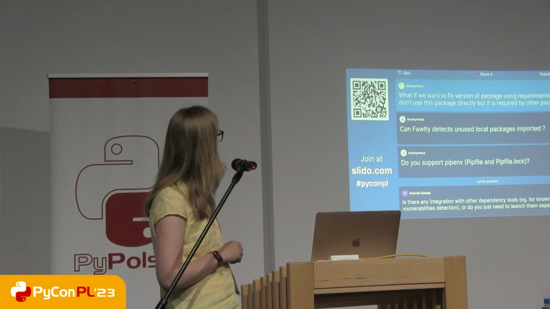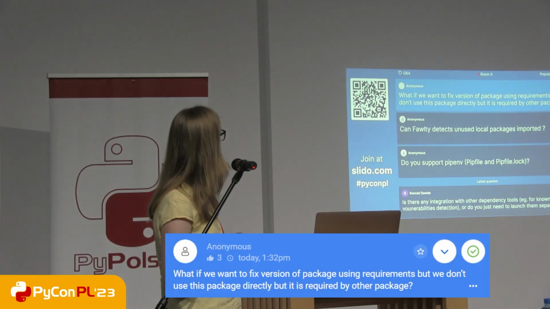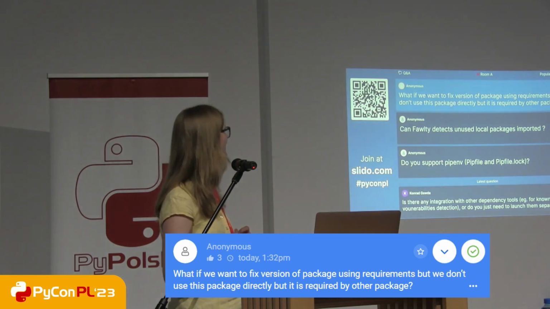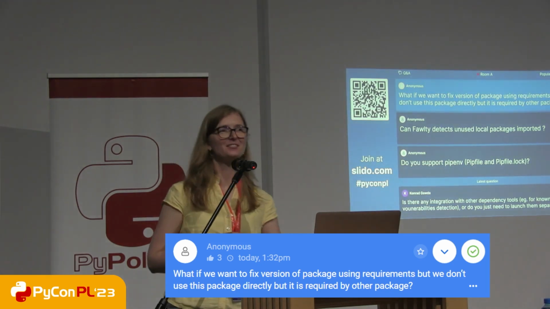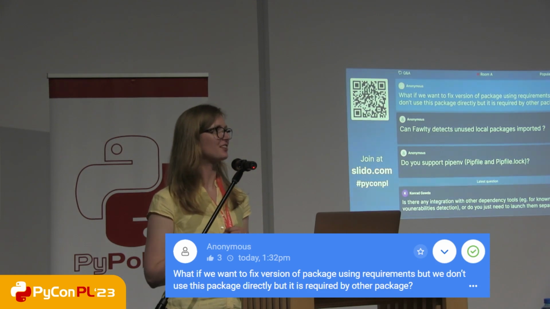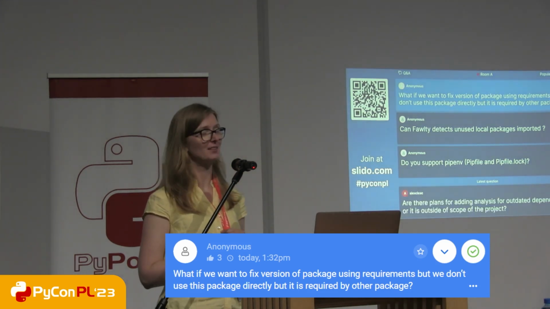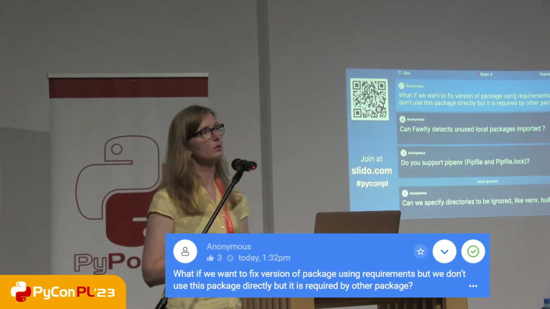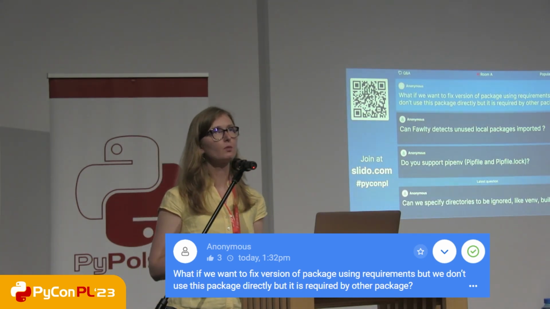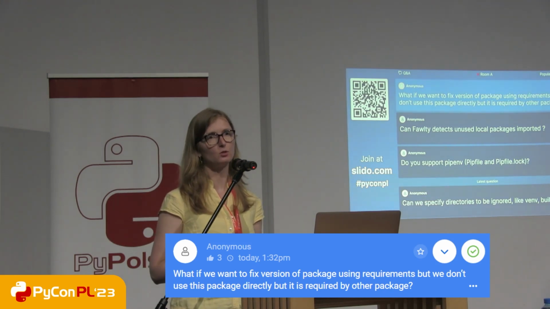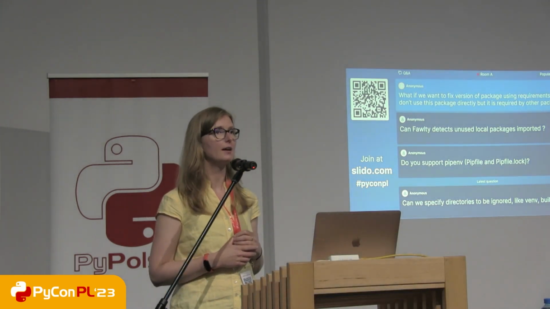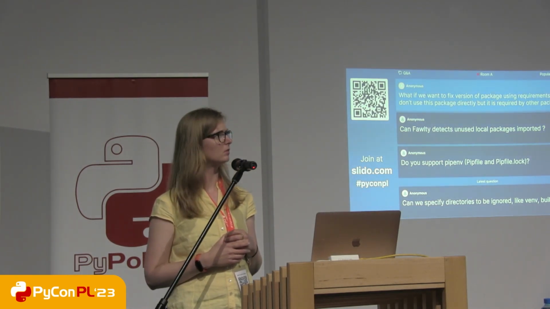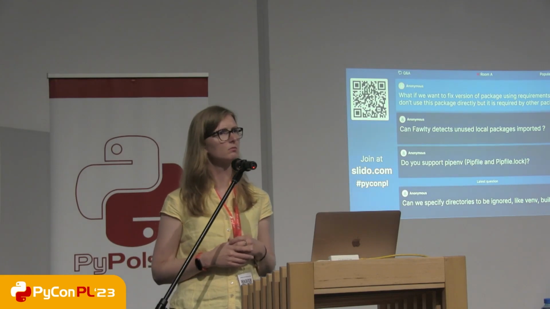What if we want to fix the version of a package using requirements, but we don't use this package directly, but it is required by another package? Okay, that's a very good question. We had discussions around that as well at the very beginning of the project. In that particular case, if you don't use it, you treat it as a part of your FawltyDeps setup in your project. So you have to add it as ignored deps, I think, yes.